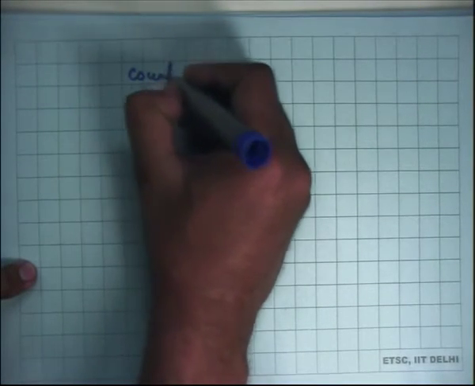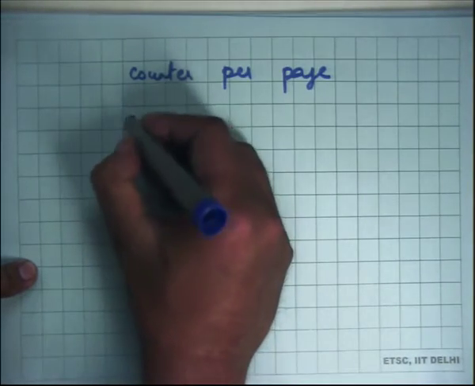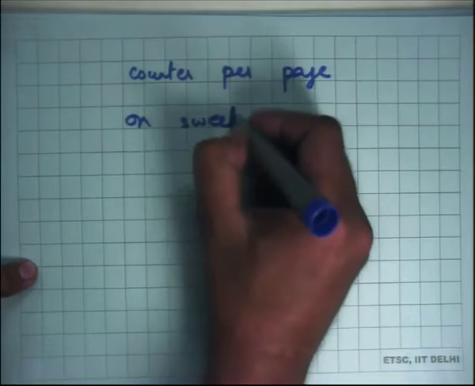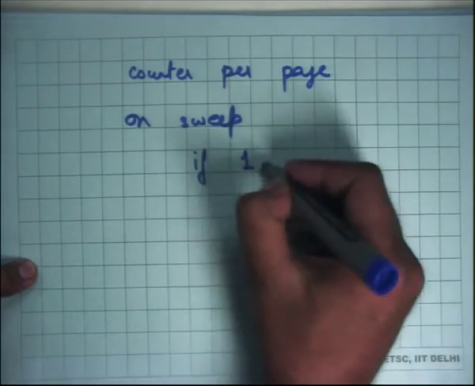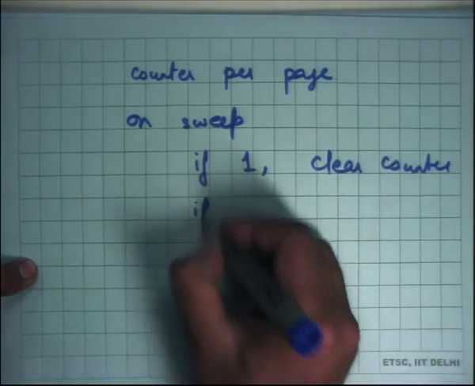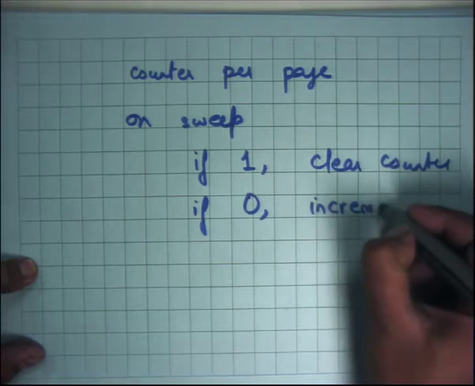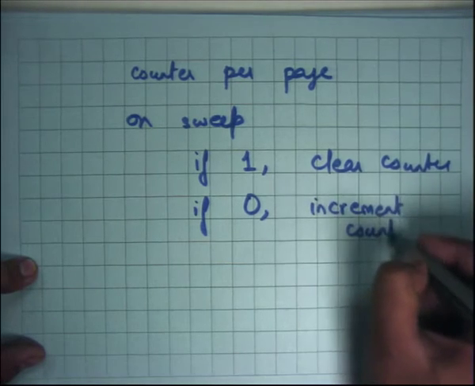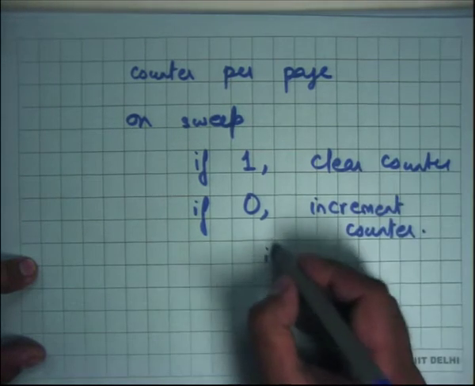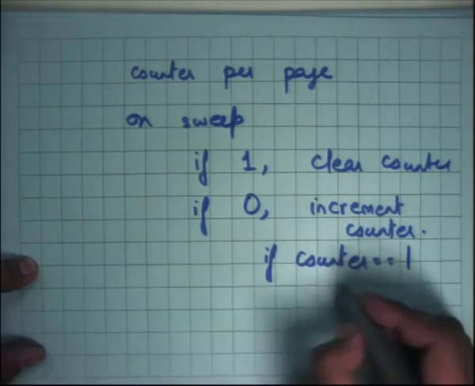Counter per page. On sweep by the clock hand: if you see a 1, then clear the counter. If you see a 0, then increment the counter, right? Also, if counter equals n, replace or evict.